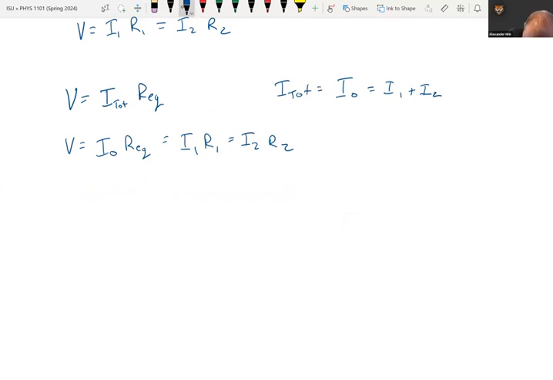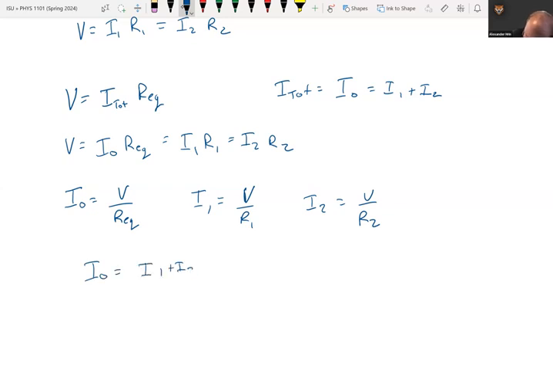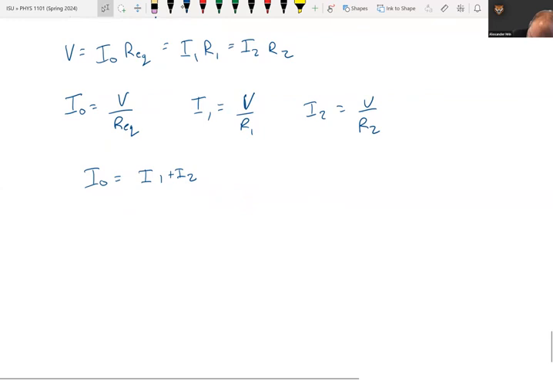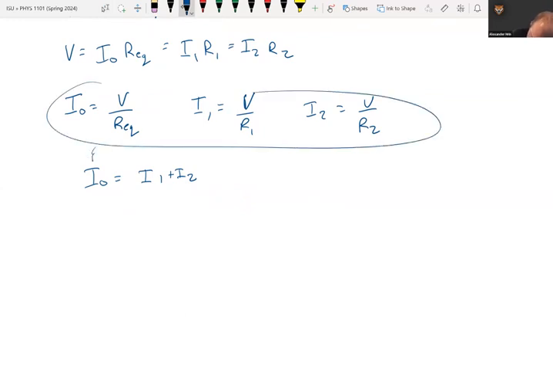Okay, so what we could do is we could say I0 is equal to V over R equivalent. I1 is equal to V over R1. And I2 is equal to V over R2. Now, last thing we need to do is remember that I0 is equal to I1 plus I2. And then we can do all of these substitutions into here.